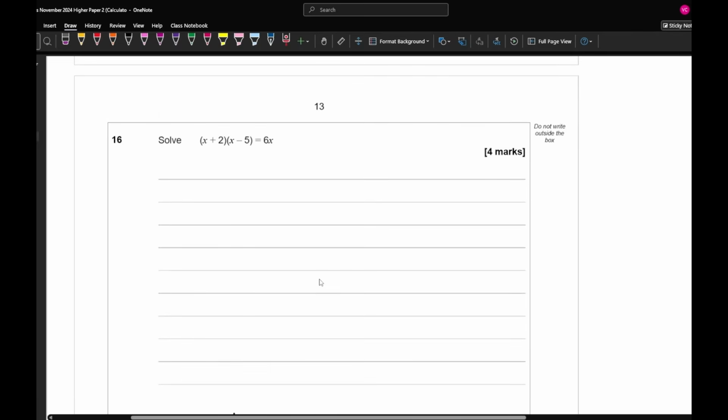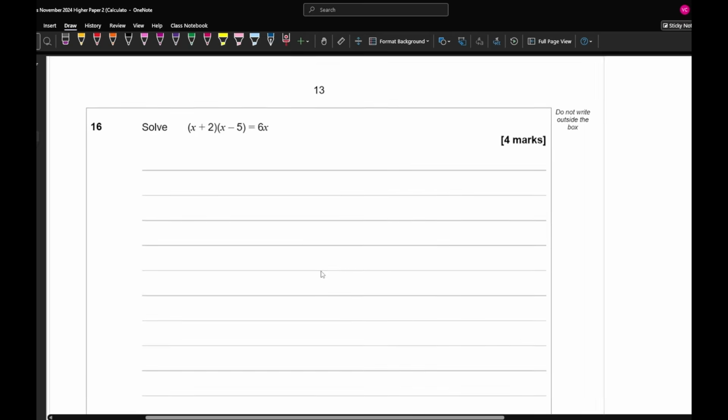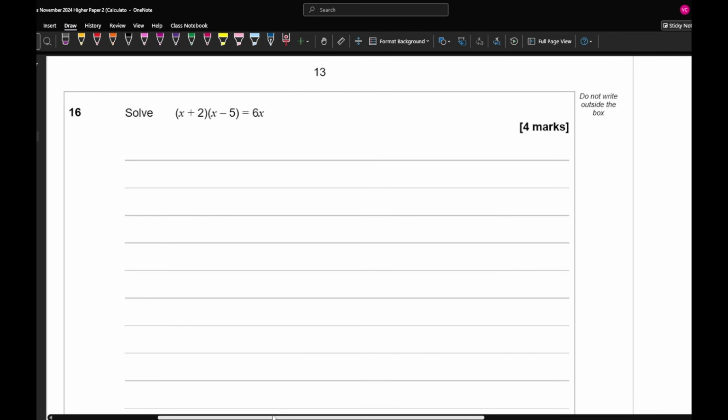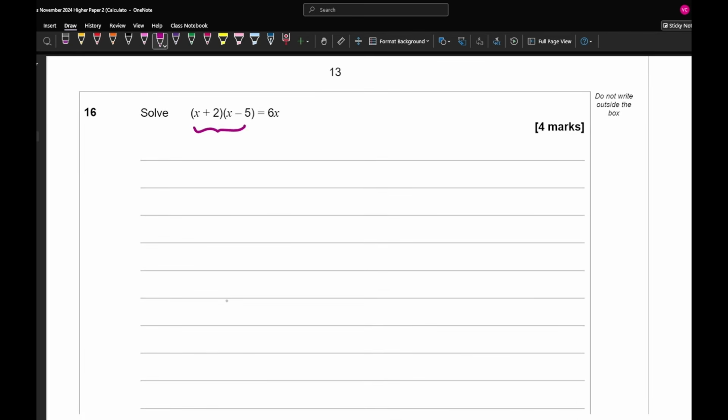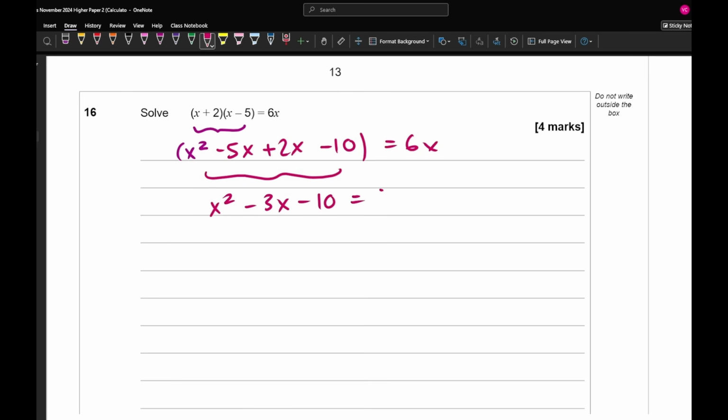Moving on to question 16, it says to solve this equation here, and from what it looks like, it's a quadratic. So the first thing I want to do is expand these brackets. If I expand those brackets out, I get x squared minus 5x plus 2x minus 10 equals 6x. Now if I simplify all of this, I get x squared minus 3x minus 10 equals 6x.